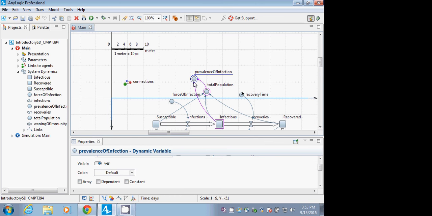This is the prevalence of infection, the fraction that are infectious. I would like you to do a similar thing for susceptible and recovered, create a graph of all three, and we'll discuss this next time.